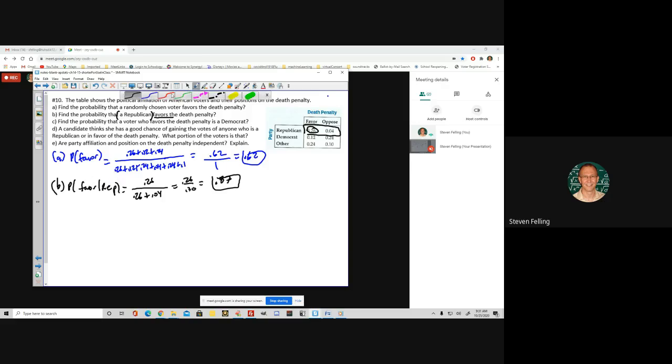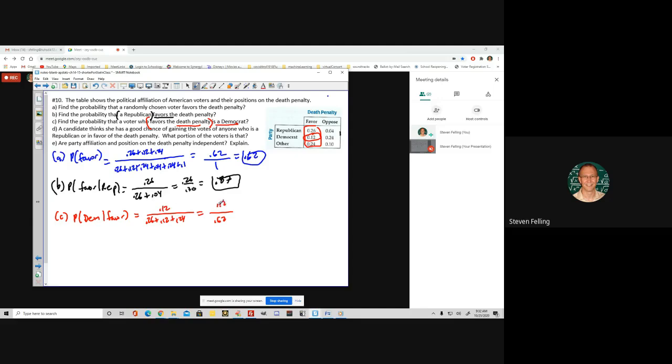Okay. And then the next one would be find the probability that a voter who favors the death penalty is a Democrat. So favoring the death penalty is now the condition. So we want to say, what's the probability that you're a Democrat given that you favor the death penalty? So now we're talking about a conditional probability, and the condition is favoring the death penalty. So that would be out of these people. Out of the people who favored the death penalty, which turns out to be 62%, the answer from A, what is the probability that you're a Democrat? That would be the 12.